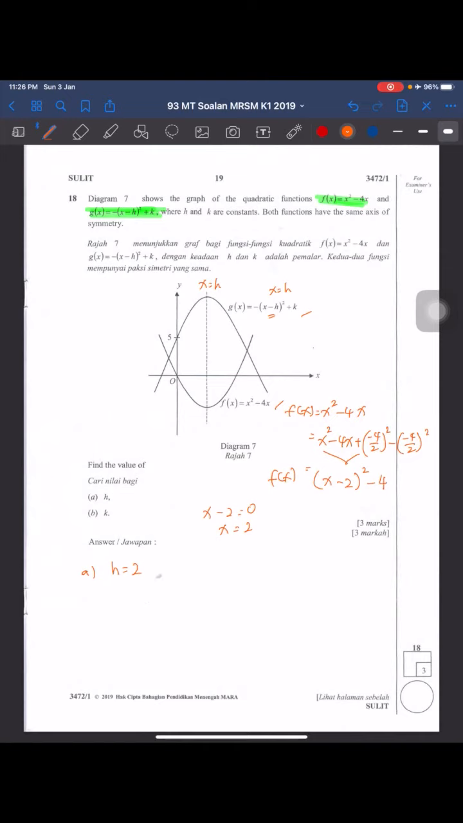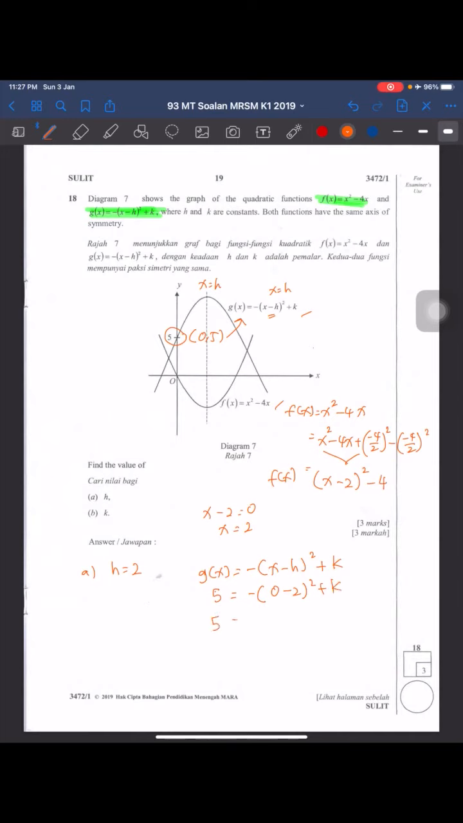Okay, so at this point we have (0, 5). So kita boleh substitute this coordinate into this equation. Okay, so kita ada g(x) = negative (x minus h) square plus k. Okay, so g(x) ni is y kan, so 5. Negative, x kita adalah 0. Okay, so h kita tadi is 2. So minus (2) square plus k.